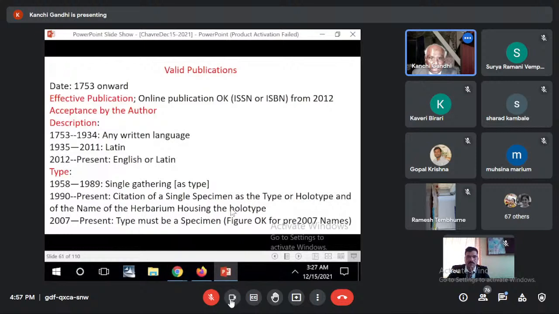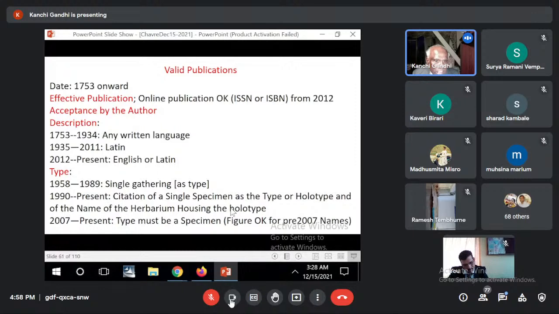I am not aware. But the Japanese used it. Maybe Chinese, but I know that the Japanese described new species in the Japanese language. Then all the Europeans did in their own mother tongue, besides Latin, some in Italian. So any language was acceptable. During 1935 to 2011, there must be a diagnosis or description in Latin. And from 2012 onwards, it can be Latin or English, but not in any other language. The diagnosis or description must be given in one of these two languages. The person may want to give it in both.